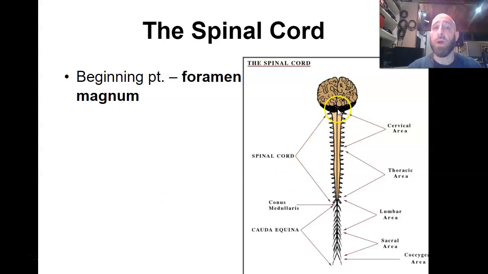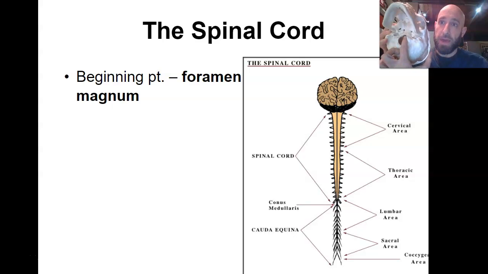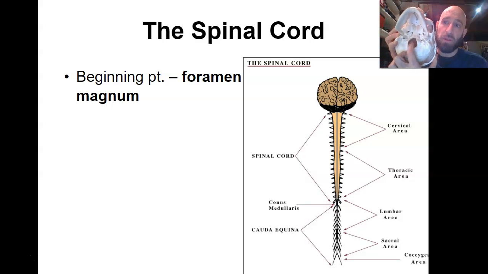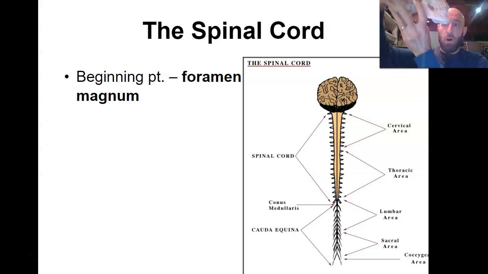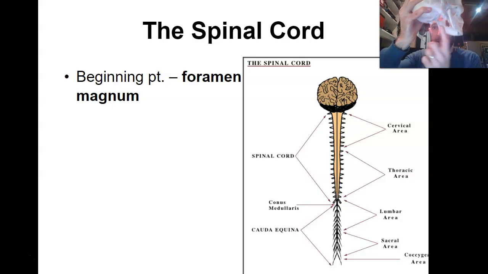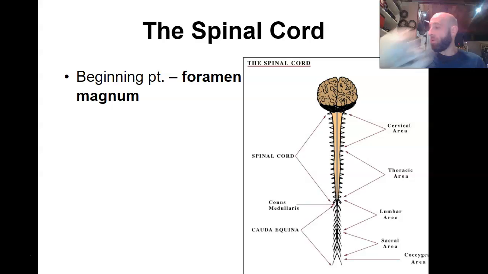The beginning point of the spinal cord is the foramen magnum, and that is the opening in the base of the skull. So if I go to the skull here and I look at the base of the skull, I see there's a big open hole here, and that is called the foramen magnum, and that is the opening at which the spinal cord exits the cranium. So that is where the spinal cord comes from. That is considered the beginning of the spinal cord at this point.